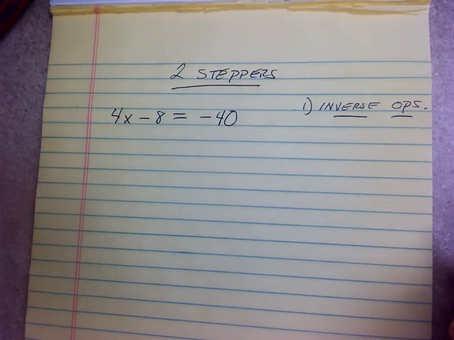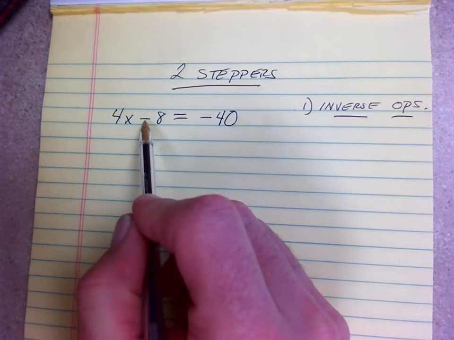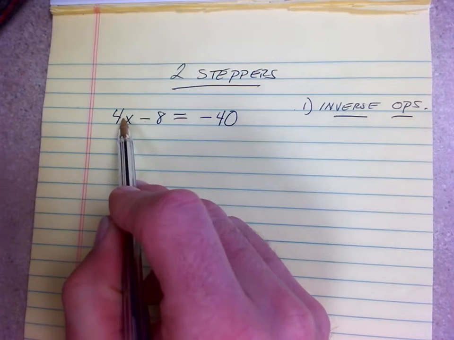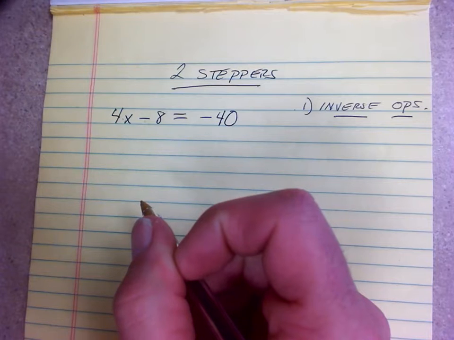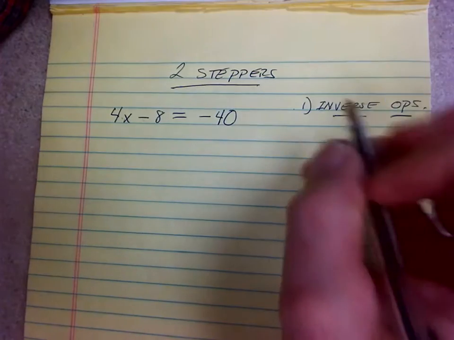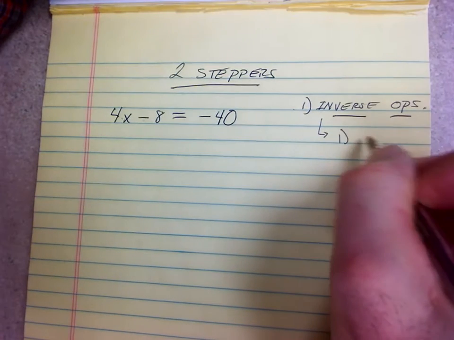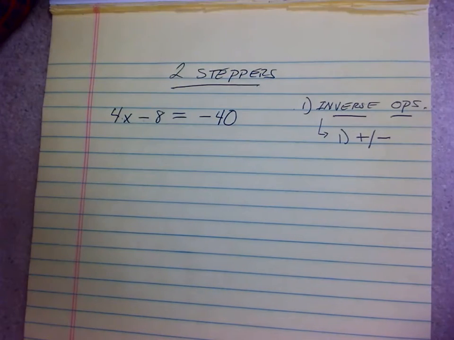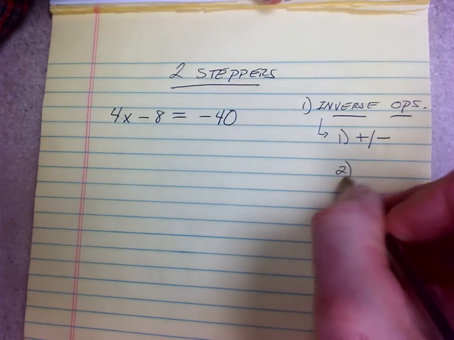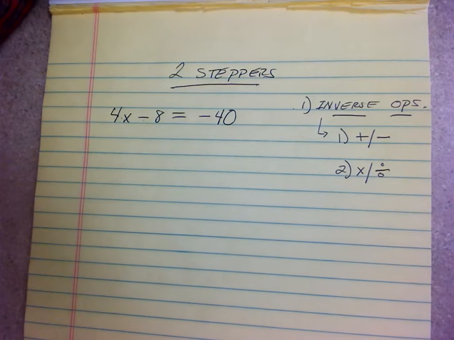Now, we have to expand on this a little bit because if you look at this equation over here, we have two things going on. We have subtraction and we have multiplication. Since we have two operations now, we need to clarify things just a little bit so everyone's on the same page. When it comes to doing these inverse ops, remember, we're going to take care of all addition and subtraction first. Multiply and divide will be taken care of last. That's the order we want to follow.